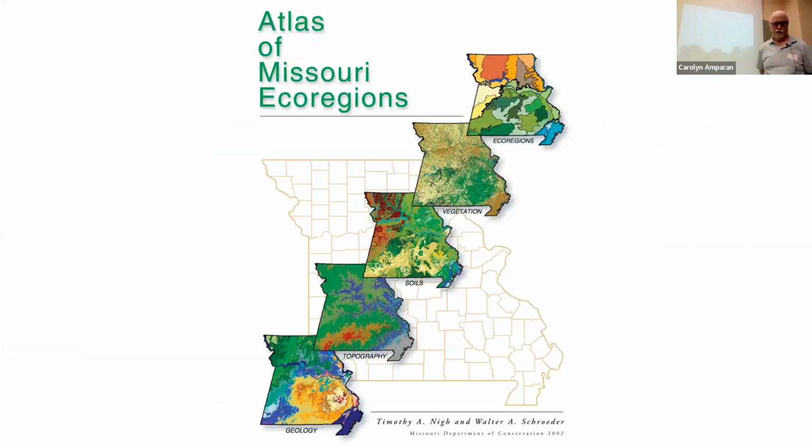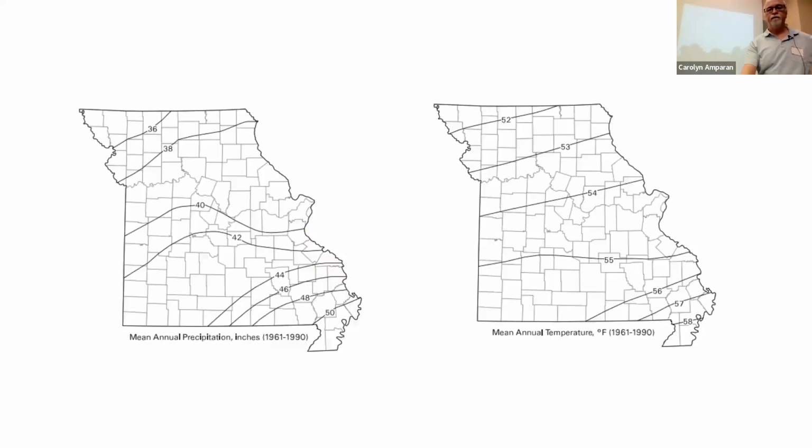The other thing you can get for free about Missouri, which is really excellent, is the Atlas of Missouri Ecoregions. Paul's book you're going to have to buy. The Atlas of Missouri Ecoregions is free online. I could send you a link to that. It's really excellent as well. It summarizes the ecoregions, and I'll go through that a little bit. But it also summarizes, at a coarser resolution, the climate and geology and elevation.